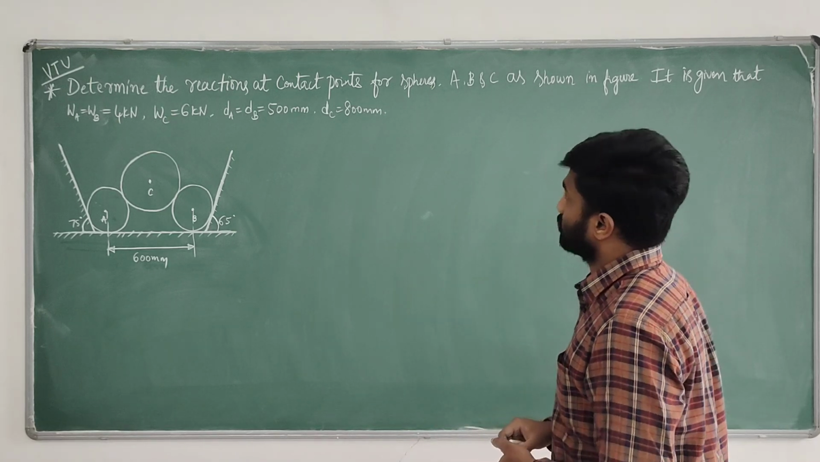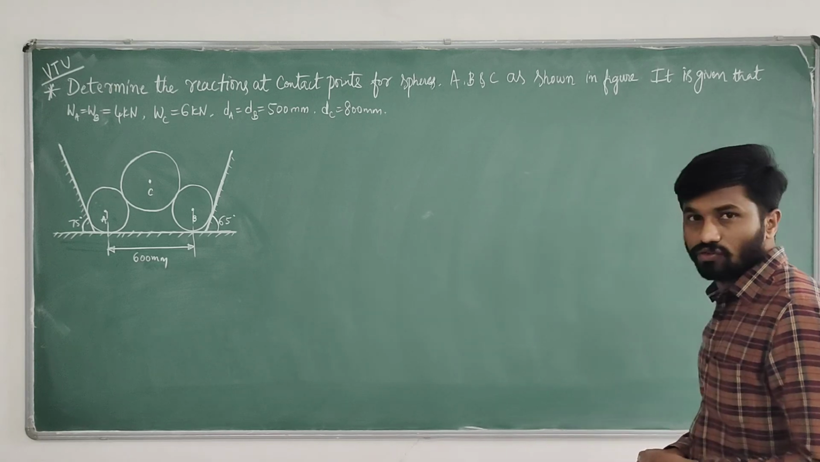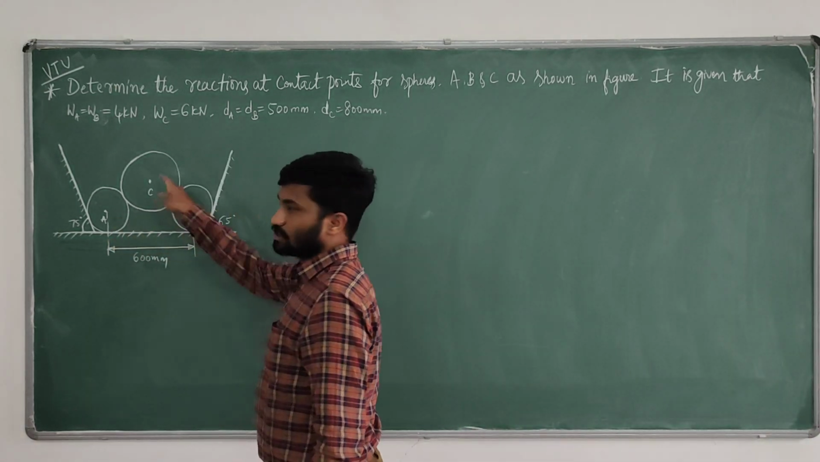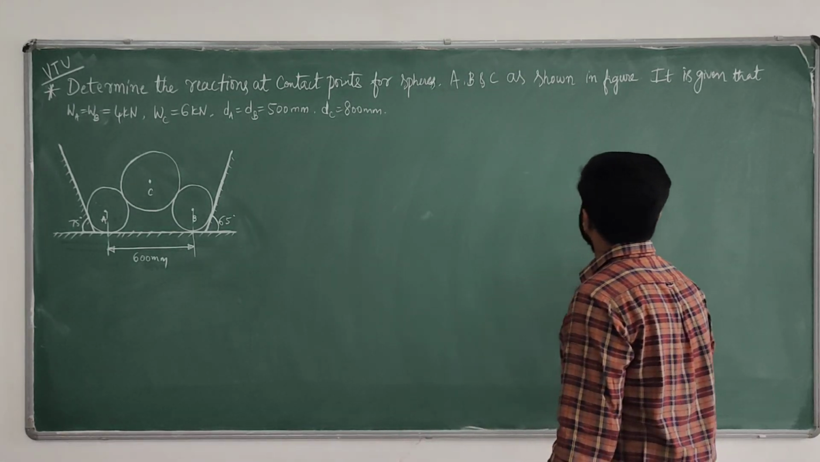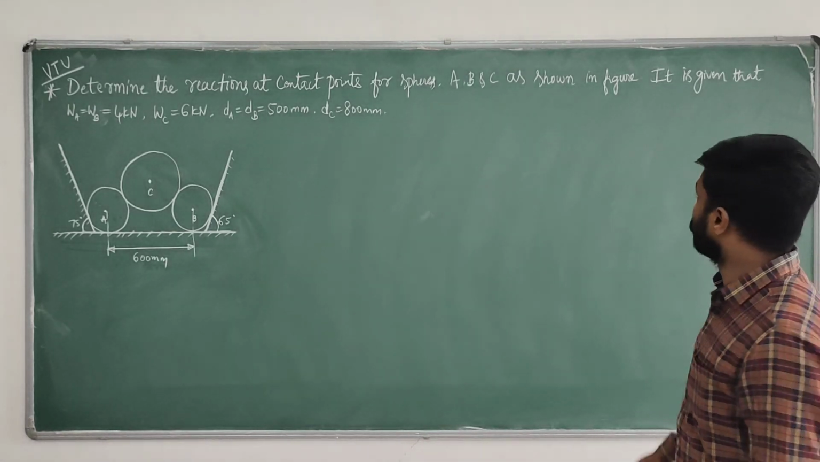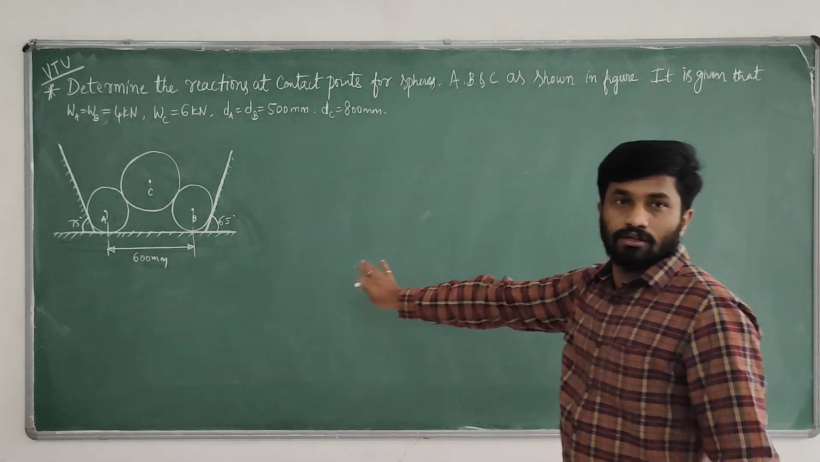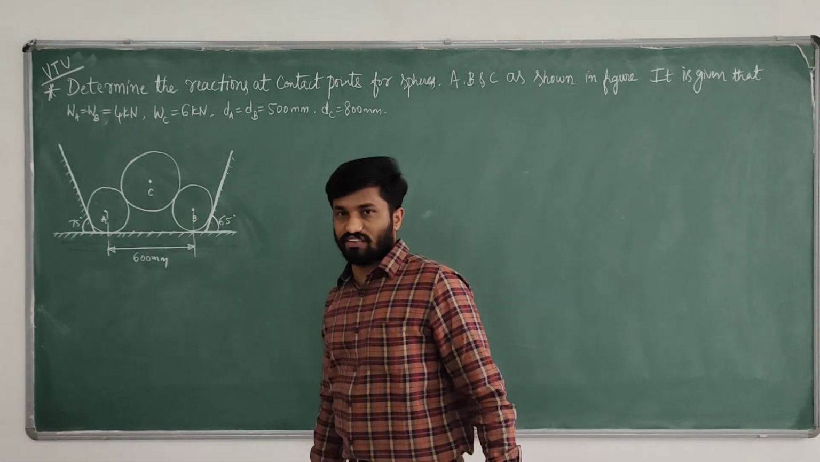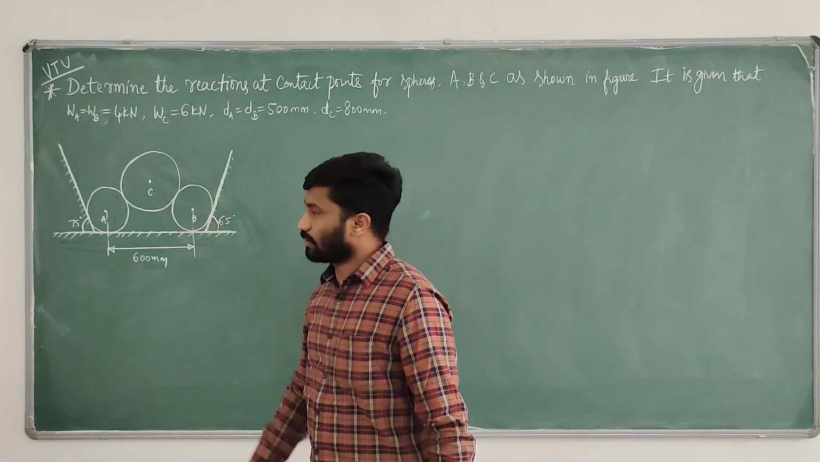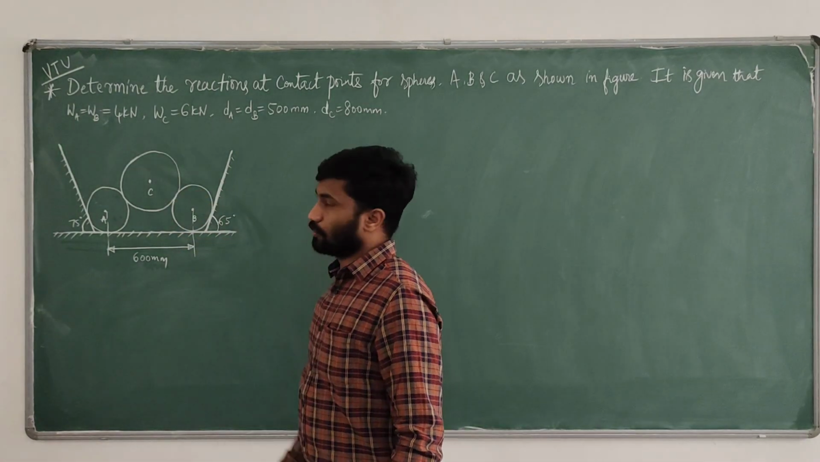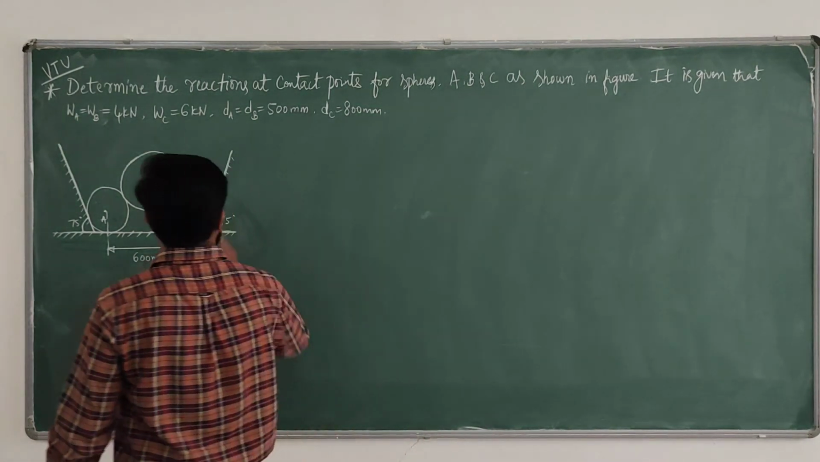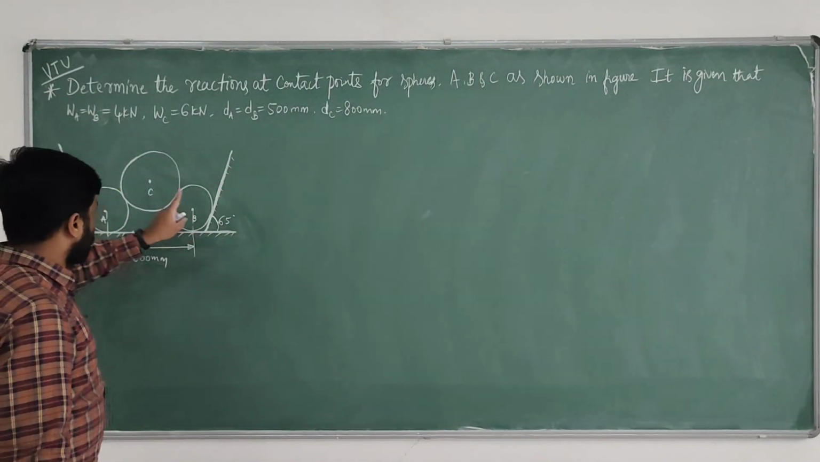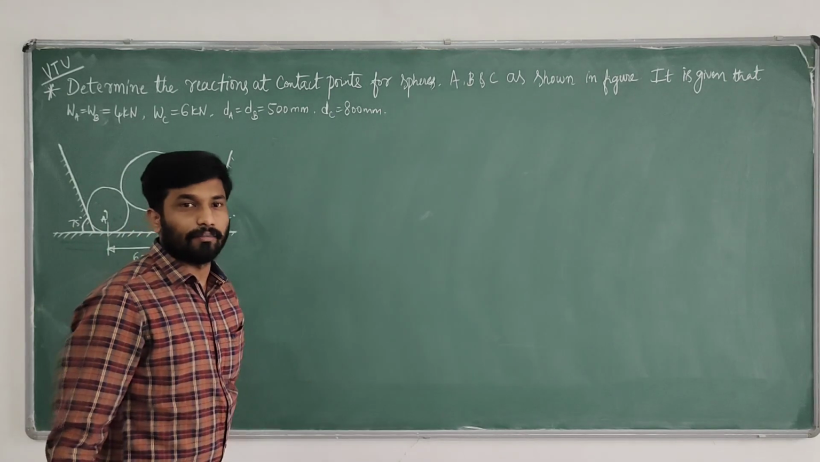So determine the reactions at contact points for spheres A, B, C. We have three spheres A, B as well as C, shown in the figure. It is given that WA equals WB. Both A and B spheres have the same weight, 4 kilonewton, and WC is 6 kilonewton. The diameter of A and B is 500 mm, and the diameter of C is 800 mm.